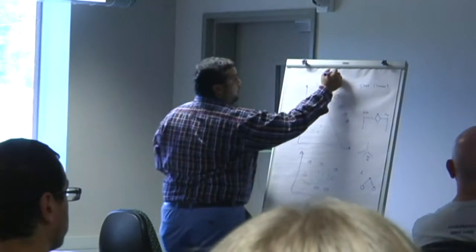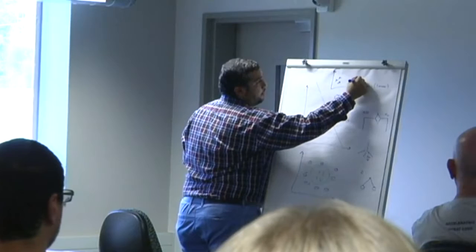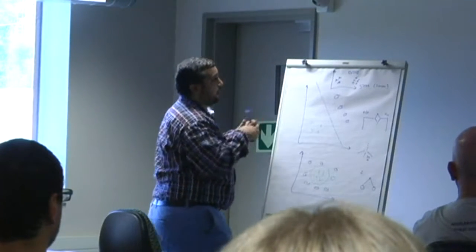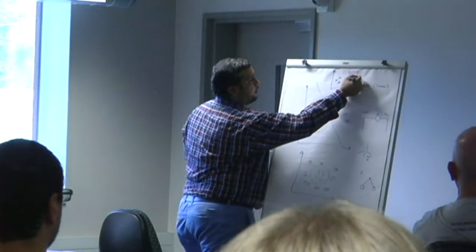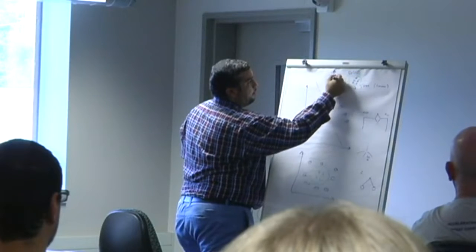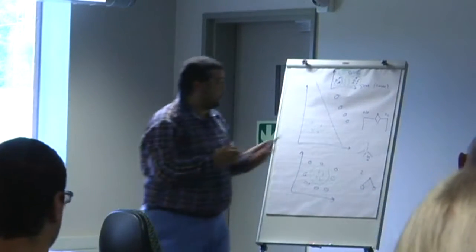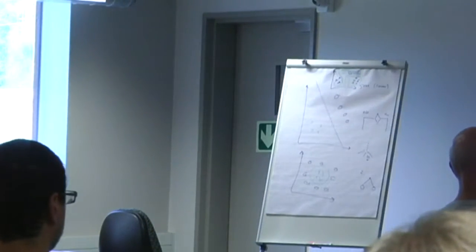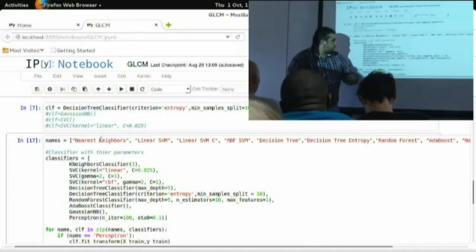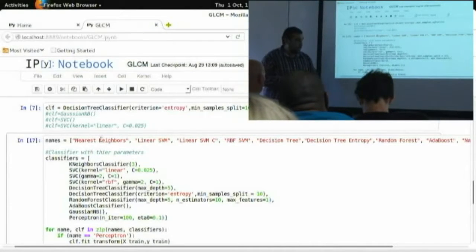By the way, the overfitting looks like this. So the overfitting will be like that. This is what we call overfitting, which affects the performance. We don't need that. Anyway, the first one, I take the decision tree with max depth 5. And for the other one, I use entropy. Also, I use the random forest classifier, AdaBoost, Gaussian, and perceptron.